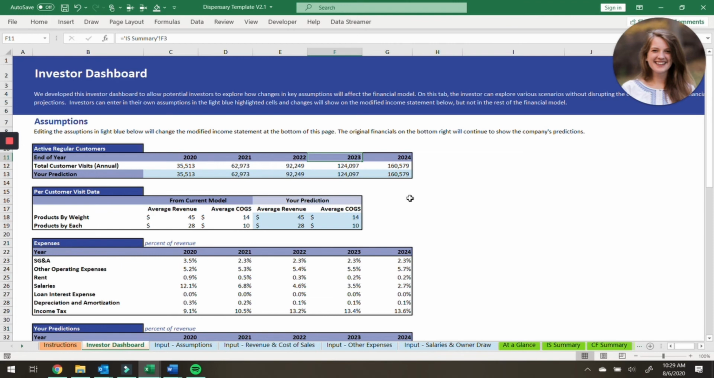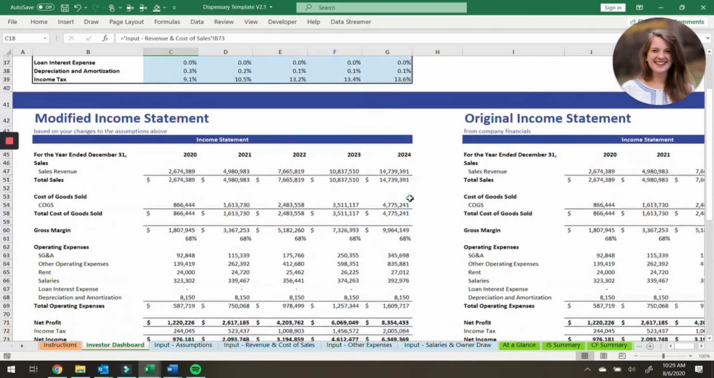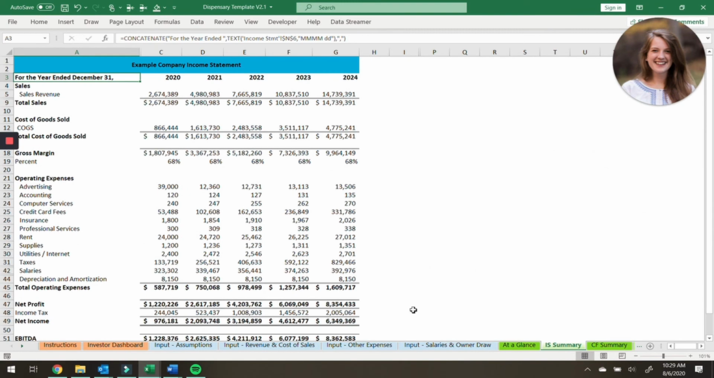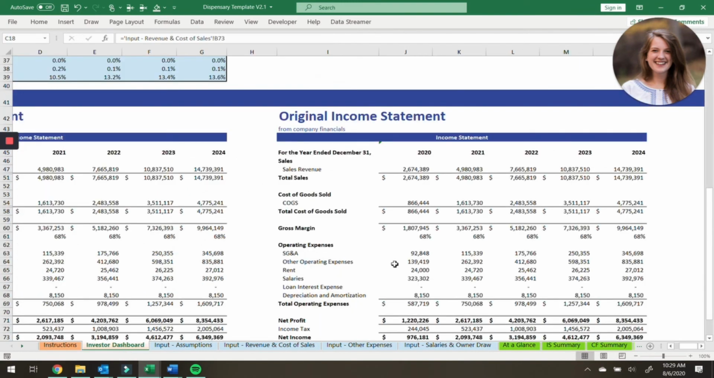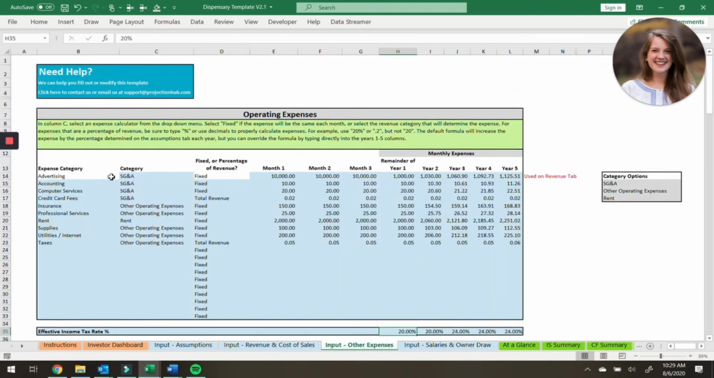So several major assumptions from the revenue model are pulled forward onto this investor dashboard. For example, customer visits, customer purchase data, the revenue and cost of goods sold, and then expenses. And then you'll see at the bottom here we have the original income statement, which is from the income statement summary, and the income statement is summarized based on the categories on this other expenses tab, so these categories here.